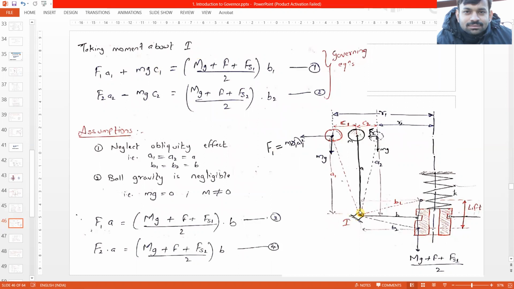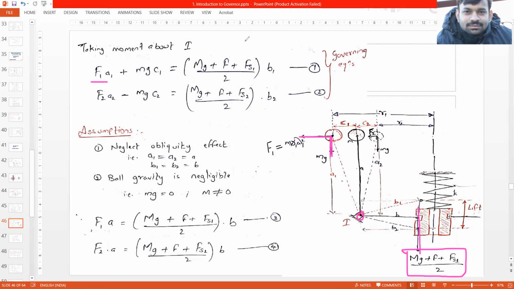Now we'll take moment about this point I. So what are the forces? Let's first see what are the forces. One force is this centrifugal force. Another force is the weight force of the ball. And the third force is the weight of the sleeve, the friction force, and the spring force. So this F1 force and this mg force, while in position 1, will try to rotate this entire system in clockwise direction about this hinge point.